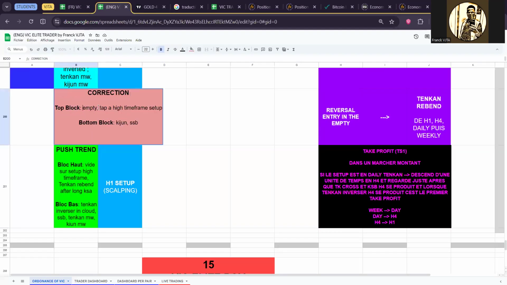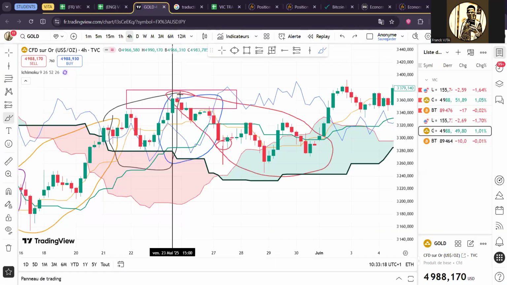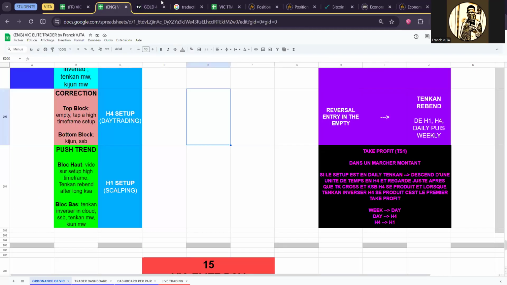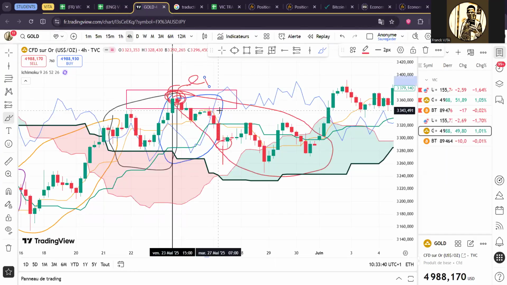The top block, you sell the top block, the empty space or a tap on a setup, on a higher time frame setup. We see that the correction started at this level, in this empty space of the candle. But on this empty space of the candle, we had this rectangle that is the Kijun inverted on daily. So this is your first entry for a sell.